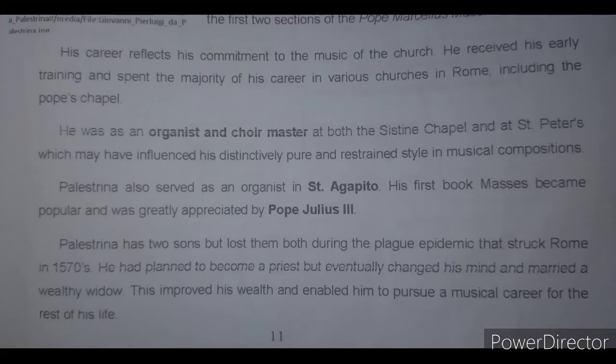Palestrina had two sons but lost them both during the plague epidemic that struck Rome in the 1570s. He had planned to become a priest but eventually changed his mind and married a wealthy widow. This improved his wealth and enabled him to pursue a musical career for the rest of his life.